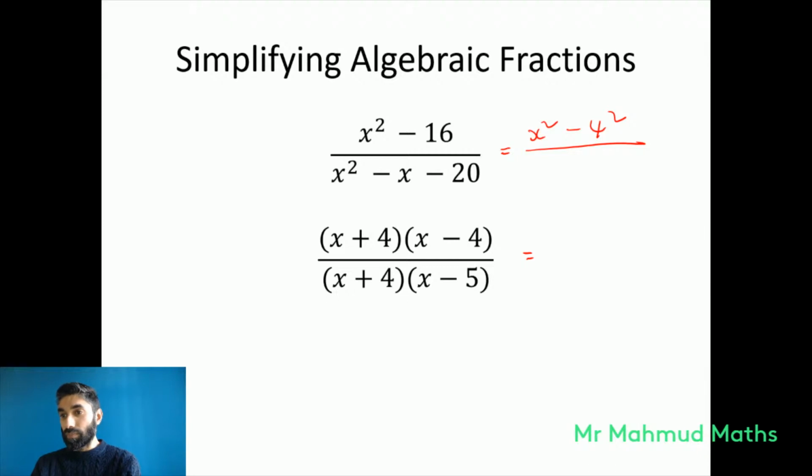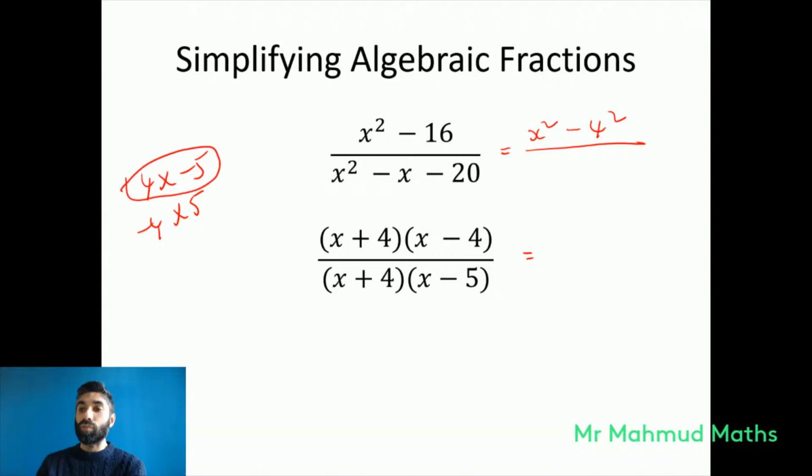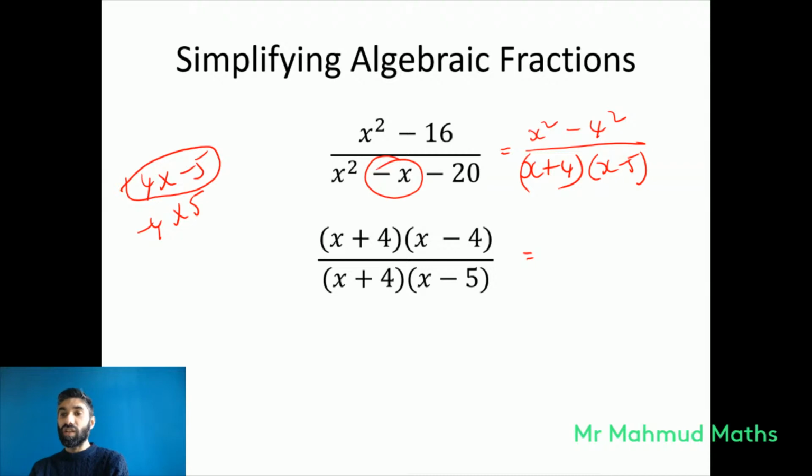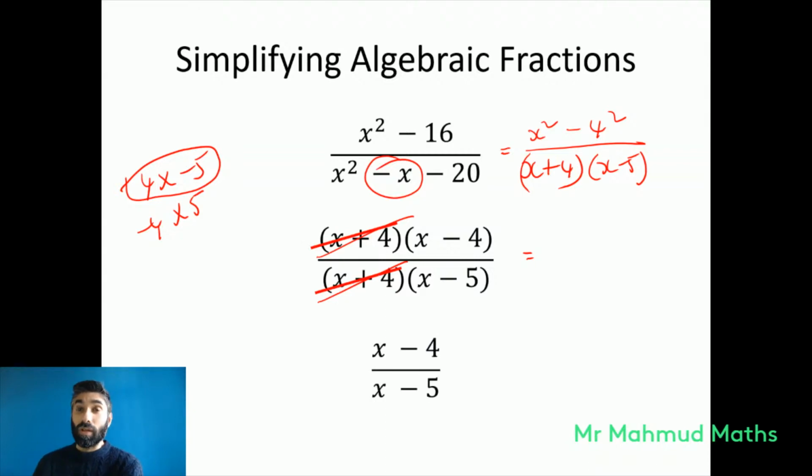And in this bit here, the product is minus 20. So two numbers multiplied together give me minus 20: 4 times minus 5, or minus 4 times 5. We can see that 4 take away 5 gives us minus 1, and this is minus 1x. So that will give us x plus 4 and x minus 5 if you factorize this. Once you've done that, we can see that these two cancel out, x plus 4 and x plus 4, and we'll be left with just x minus 4 over x minus 5. And that's our answer.